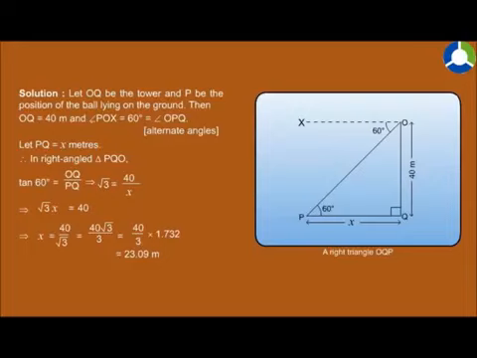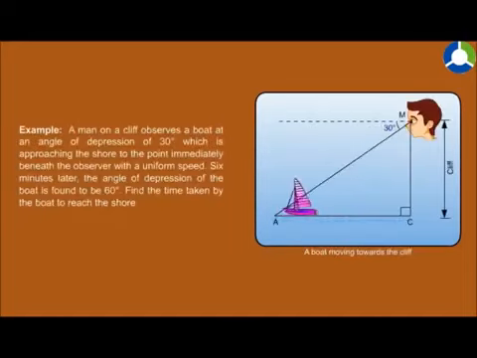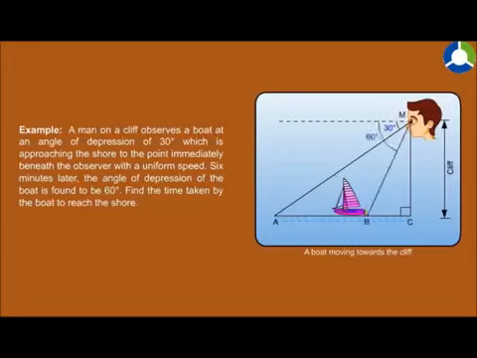is equal to 40 upon x, which implies that root 3 x is equal to 40, which implies that x is equal to 40 upon root 3, which is equal to 40 root 3 upon 3, which is equal to 40 upon 3 into 1.732, which is equal to 23.09 meters.